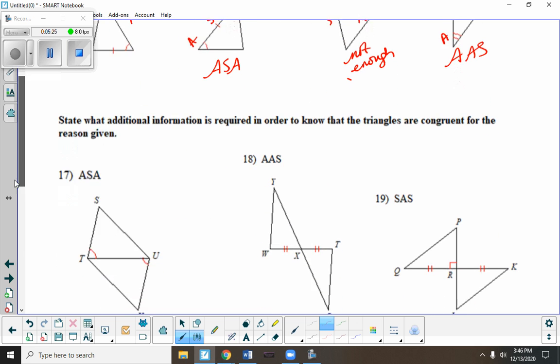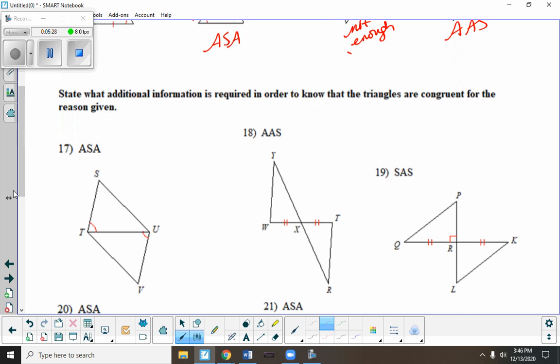All right, in the next part, it says state what additional information is required in order to know that the triangles are congruent for the reason given. So angle, side, angle, if that's what you want to use, what else would you need? Well, we know that TU is congruent to UT. So if we look at the top triangle, to do angle, side, angle, you would need this angle right here, which is named angle TUS. And in this triangle, you have an angle, a side, it would have to be this angle right here, which is angle UTV. So in order to use ASA, you'd have to know also that this angle and this angle are congruent.